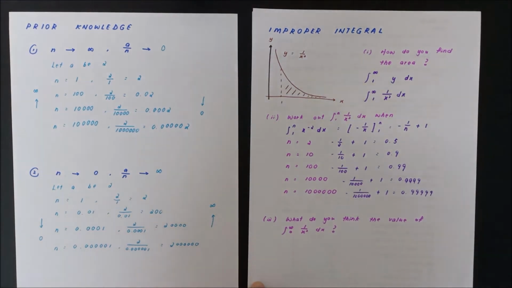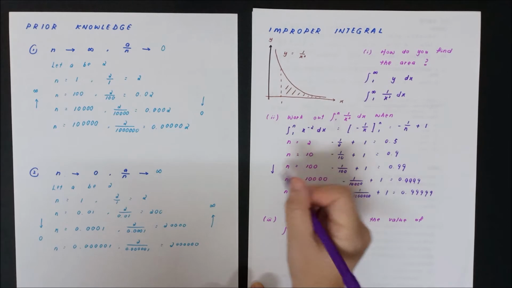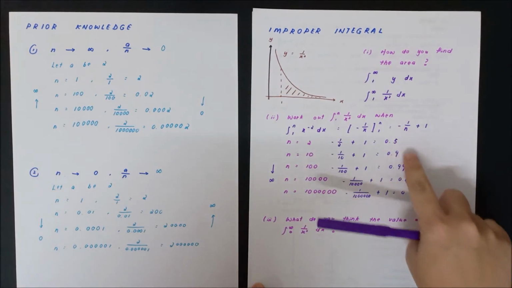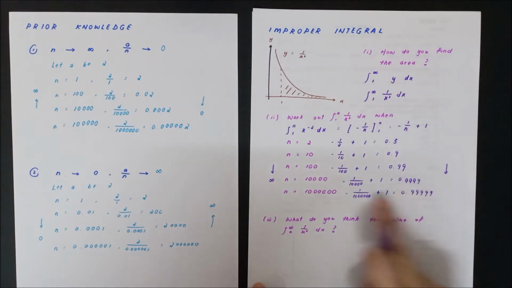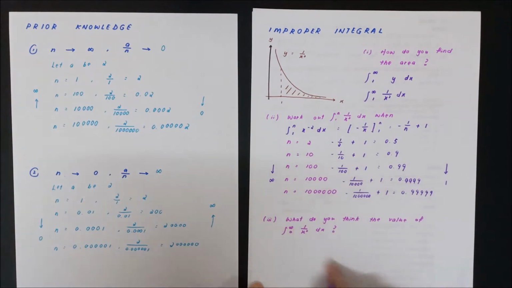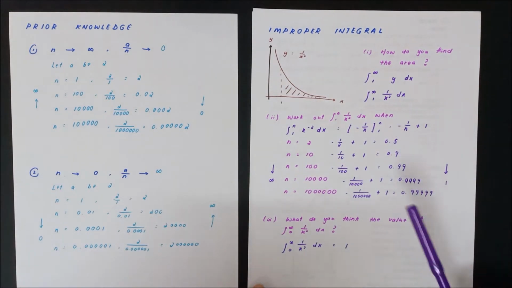So what happened here is, when the number for n increases, becoming greater and greater, bigger and bigger to infinity, all the numbers here also increase, and there is a cap there. The cap here is actually 1. So what do you think the value from 0 to infinity for 1 over x squared is? We will say that the integral from 0 to infinity of 1 over x squared dx equals 1, because everything here approaches 1.